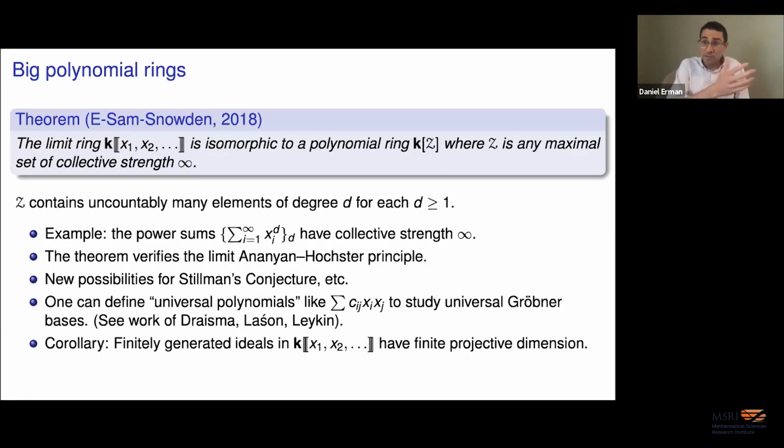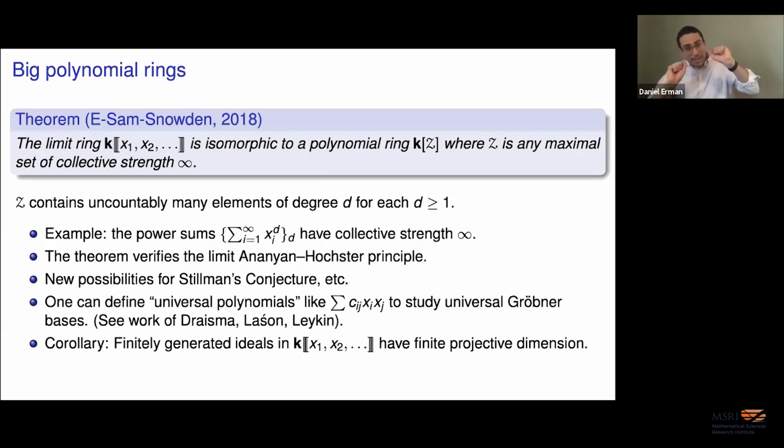I'm not going to go too deep into those because we already saw a very nice sketch of a proof of Stillman's conjecture. But it provided a new angle; there's a couple different ways to do it. I might do one of them later. It also gives a framework for studying universal Gröbner bases. This appeared in work of Draisma, Lasoń, and Leykin, where you could study polynomials like the sum of c_ij x_i x_j for all i, j. That would be like a universal quadric, and you could try to analyze Gröbner bases in that context. Having nice finiteness properties like the corollary at the bottom enables you to actually make reasonable arguments in that setting.